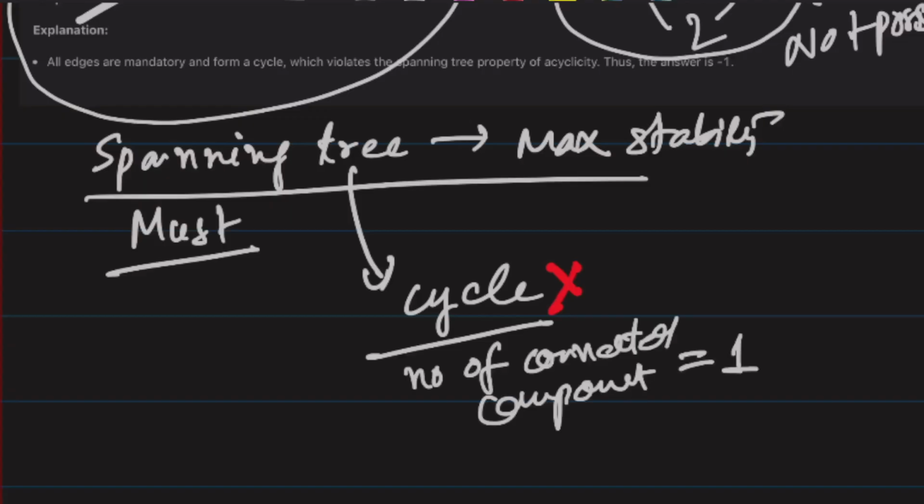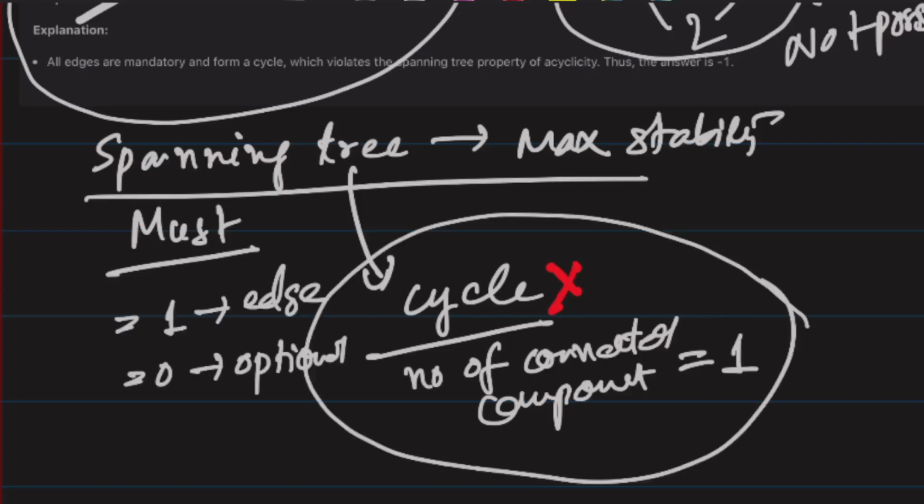Another thing is the must. If must equals 1, we have to include that edge. If it is 0, it's optional. And we have a k value, which is the number of operations. Here we can double the strength of an edge.